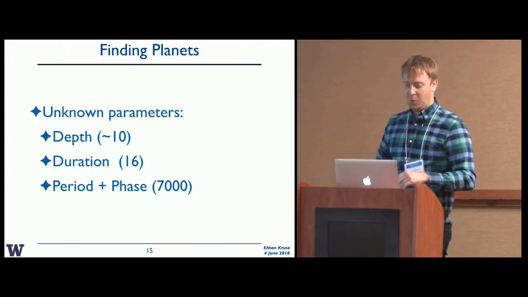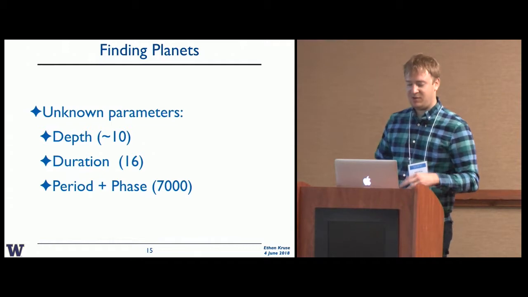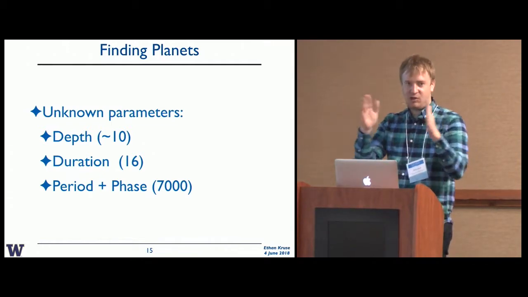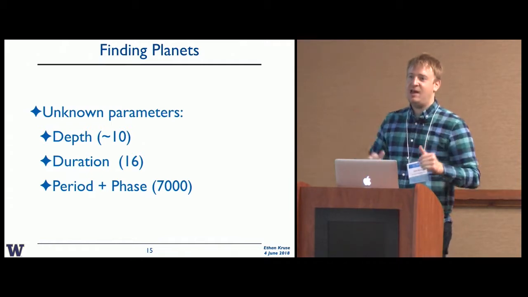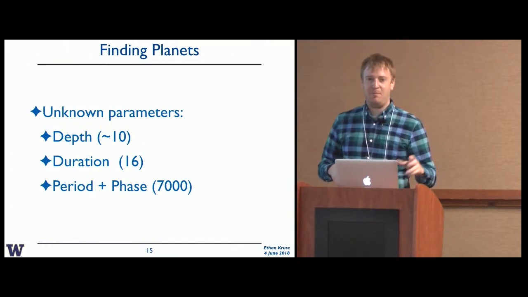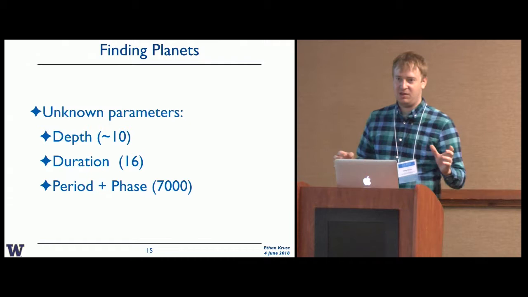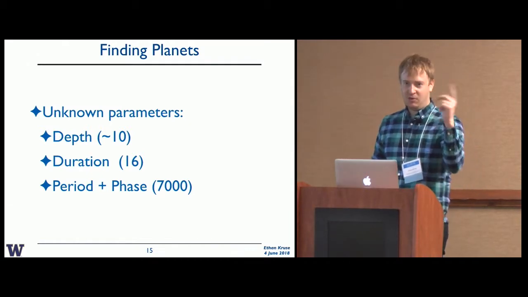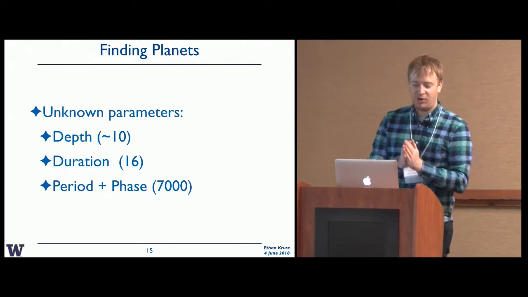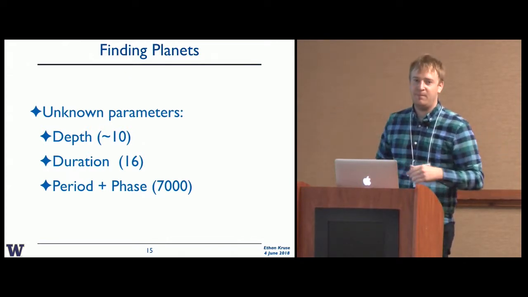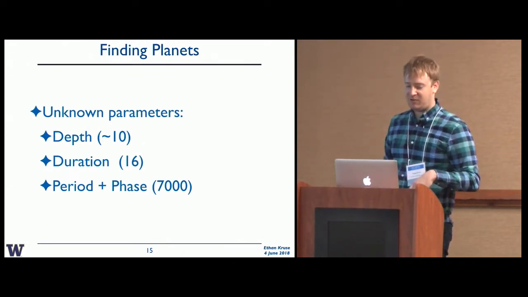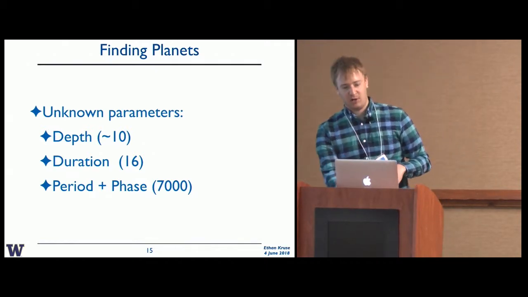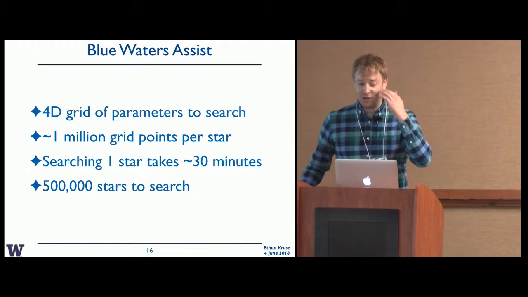So what we do is we have a grid of 10 different transit depths, 16 different durations of how long the transit might last, and then you have to look at all the different possible periods and phases that this planet could exist at. So from down to like 0.2 days, rapidly circling around the star, all the way out to just a single transit happening once. And we have to search all these different grid points, and that is where the computational challenge comes in, and that's where Blue Waters helps.